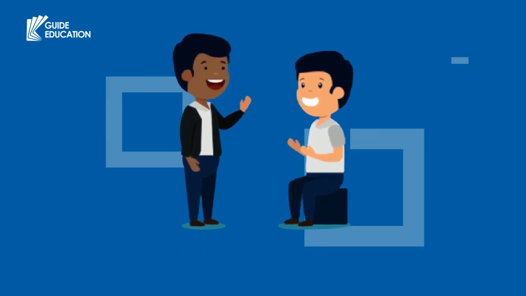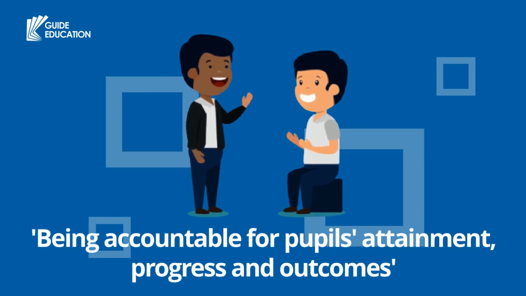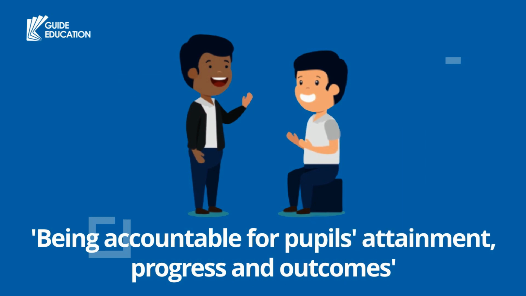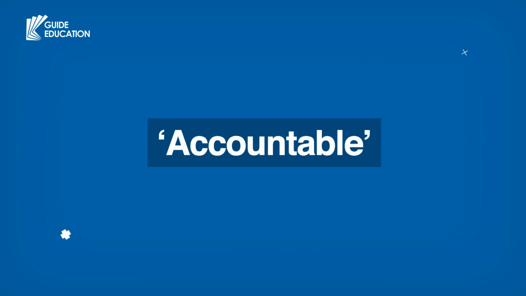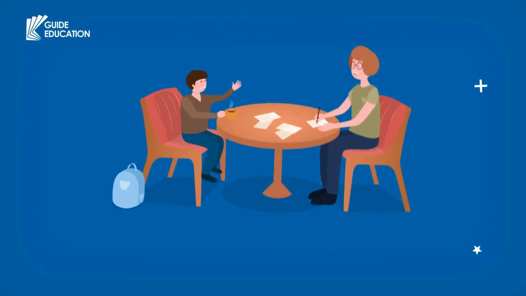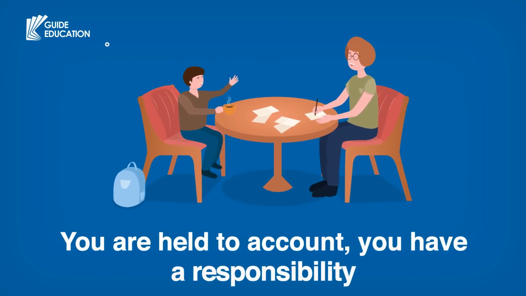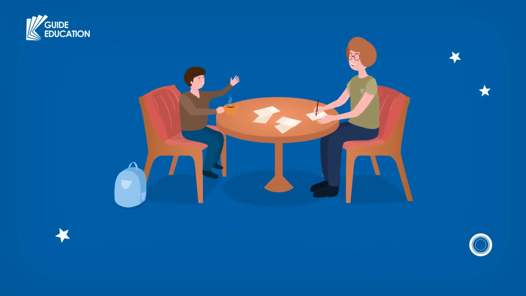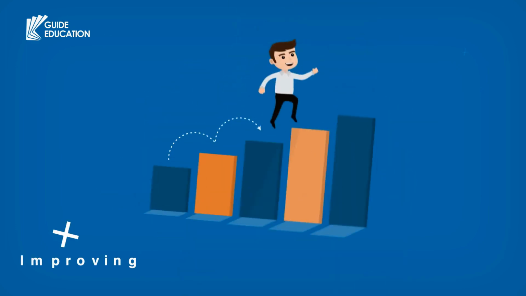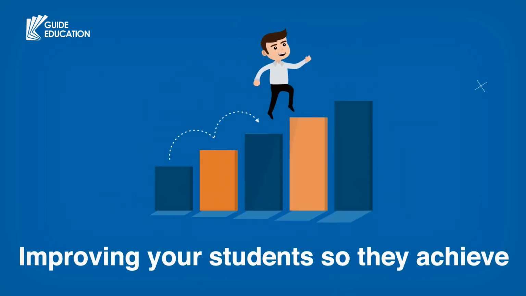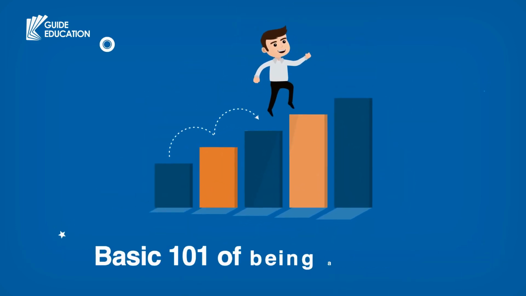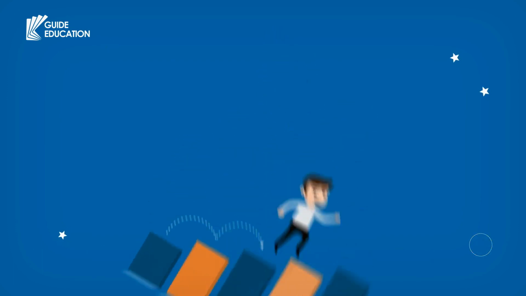The first subsection that we're going to look at is being accountable for pupils' attainment, progress and outcomes. The word accountable means that as a teacher, you are held to account. You have a responsibility. This can be quite daunting, but remember, this is all about improving your students so they can achieve, which is the basic 101 of being a teacher.